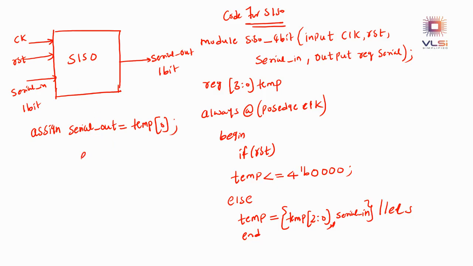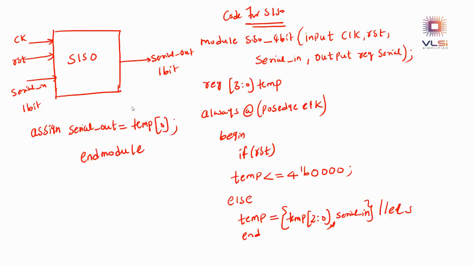Okay. So this is the program for SISO. Suppose if it is a right shift operation, how to do it? For right shift, there is only one change in this. Okay. One second.